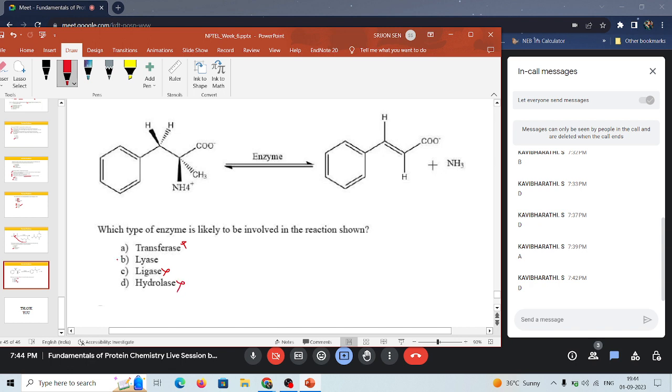And the other option that is left is lyase. So lyase is the correct option, because what was the function of lyase? It acts as the bond breaker, or the formation of a bond, without the help of any oxidizing or reducing agents, or without using any kind of water molecule. Therefore lyase is the right option.